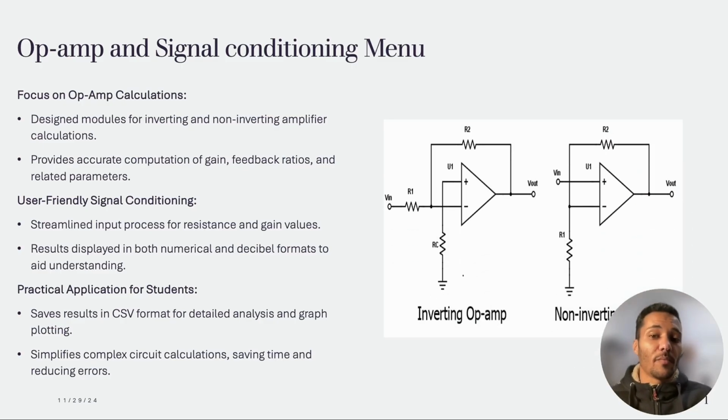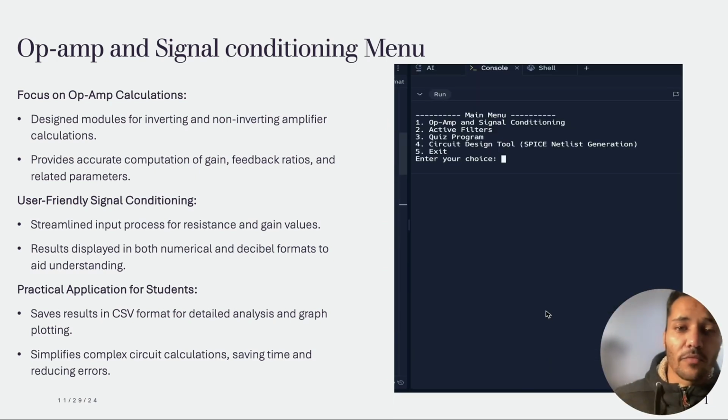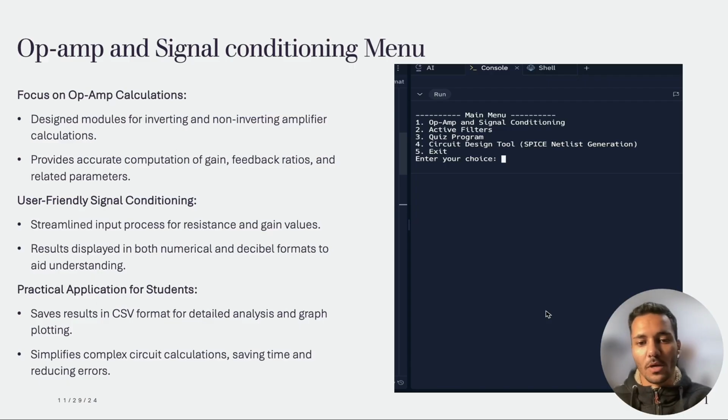Our menu-driven application is designed to simplify circuit analysis. One of the key features focuses on the op-amp calculation, particularly for inverting and non-inverting amplifier configurations. For example, users can quickly compute parameters like gain and feedback ratios by entering basic values such as resistance and the desired gain. So let's dive into a quick demonstration of how students can use this application to perform op-amp calculations and save the results for further analysis.